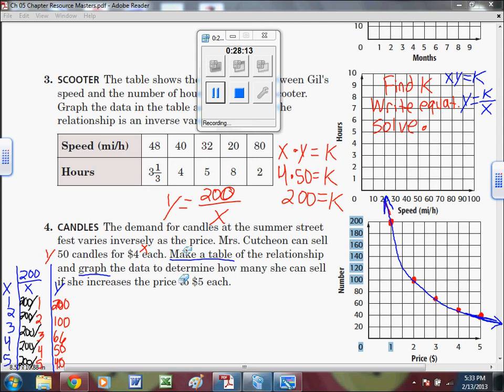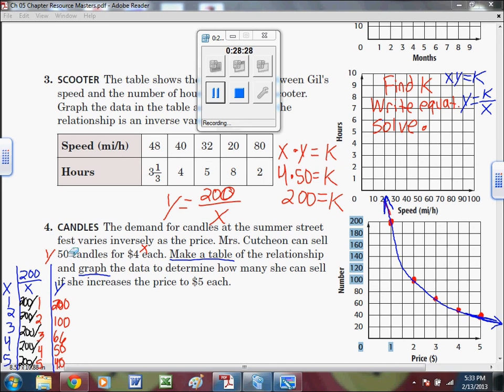We already made our table. Where it says make a table, we already did that on the left. So we did part 1, we did part 2. Now it says, and determine how many she can sell if she increases the price to $5. Well, our curve goes right through $5 right at 40 candles.